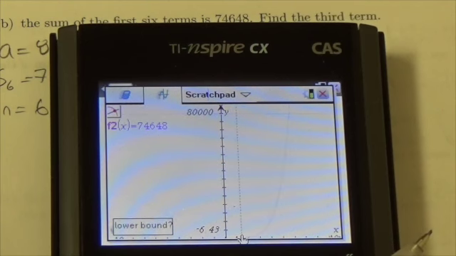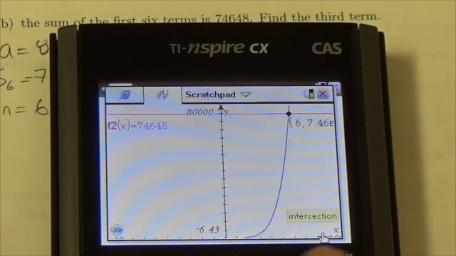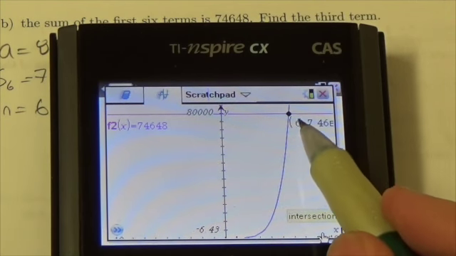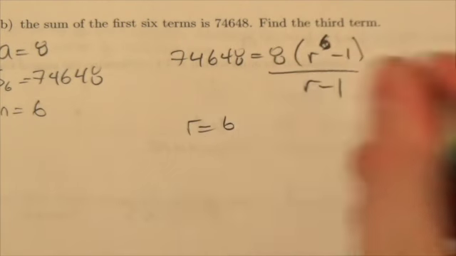So I'm going to move this here. I'm going to put a left bound on it, move it over, and find a right bound, except it doesn't want to do that. And there we go. It's quite clear that the answer here is 6, so our R value is 6.